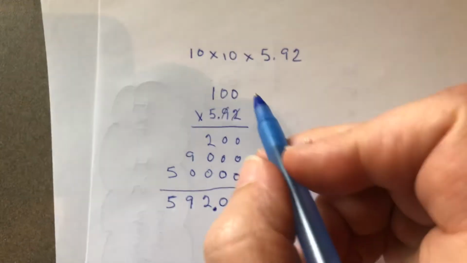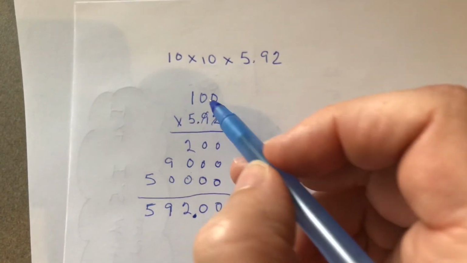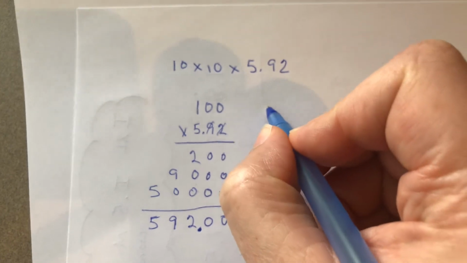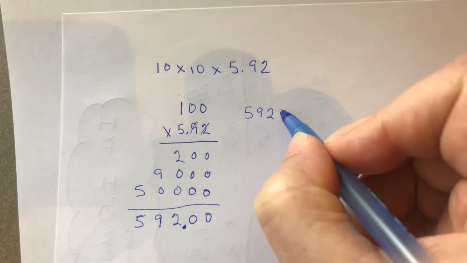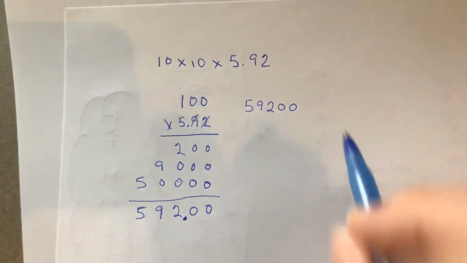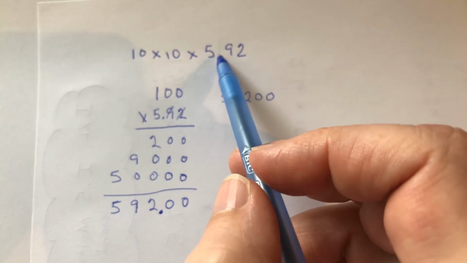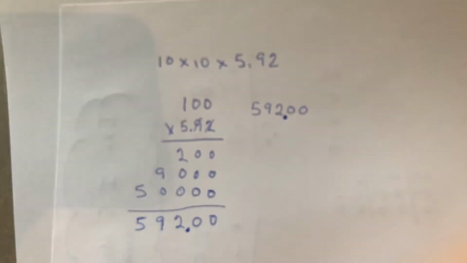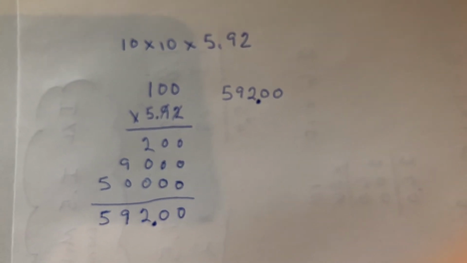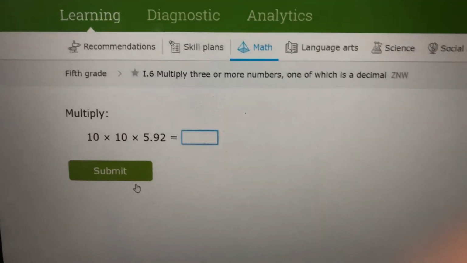Now you see how we have 5.92 times 100. You could just write 592, attach 2 zeros because it's 100, and then how many numbers are to the right of the decimal? 1, 2. So you'll need 2 numbers to the right of the decimal. See how fast that was? Okay, so 592 is our answer here.